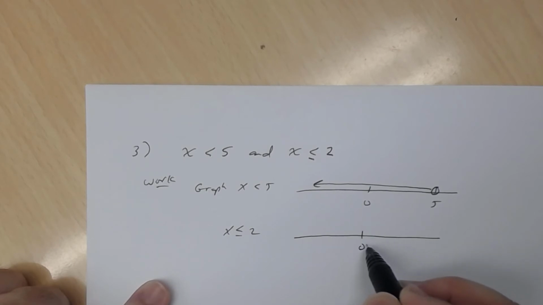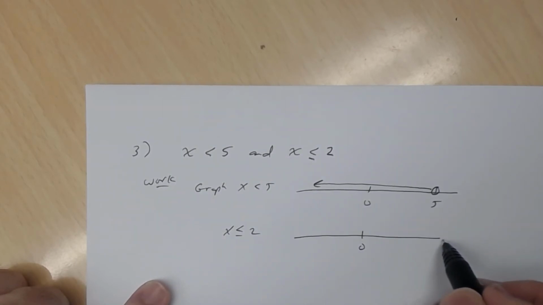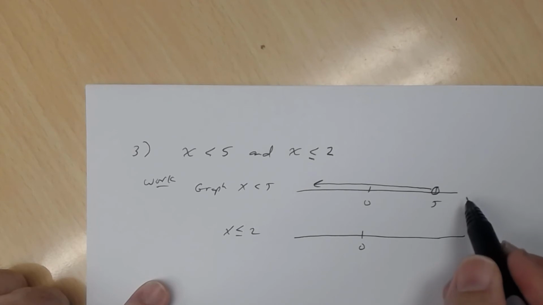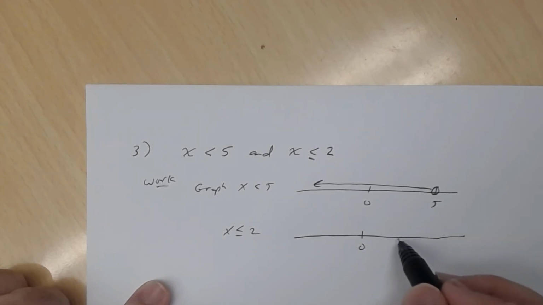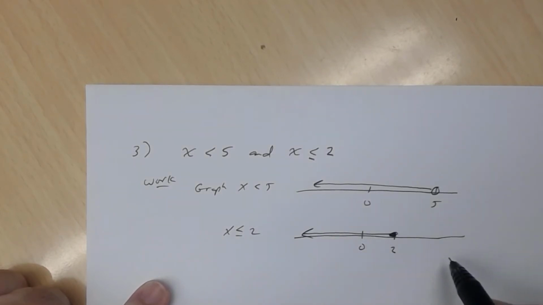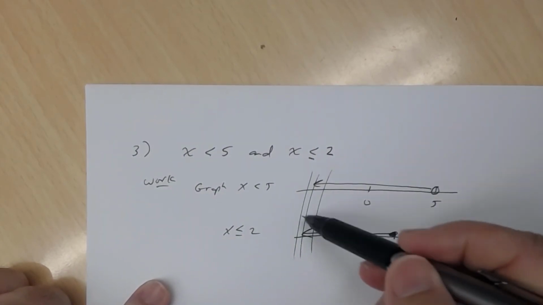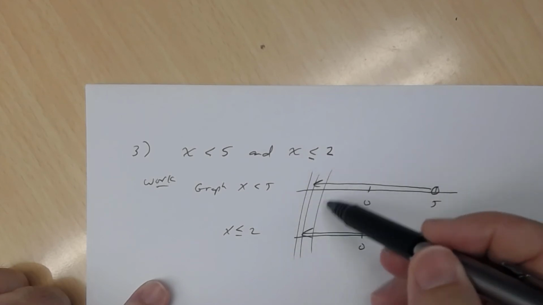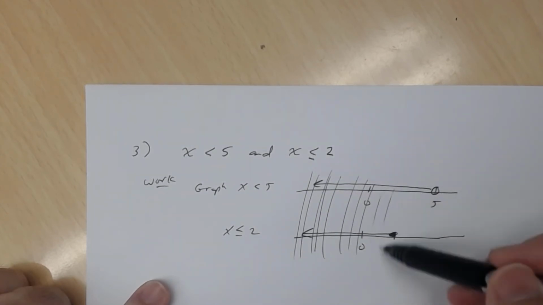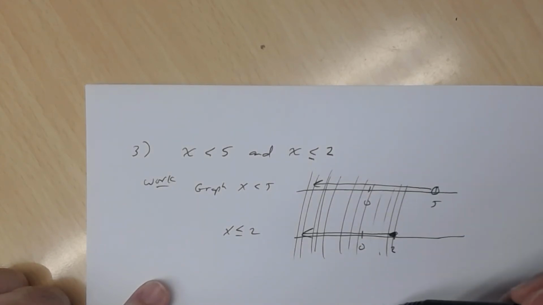Now the next one, x is less than or equal to 2. Again, align your numbers. Here's 0. Be careful where you put 2. Don't put 2 over here because 2 is not bigger than 5. You have to make sure your number line is aligned, otherwise you're going to mess up your final graph. So 2, let's say, is here, closed circle, going to the left. Now notice where the two graphs overlap. They overlap all the way from negative infinity, see the arrows, to 2, where they stop.